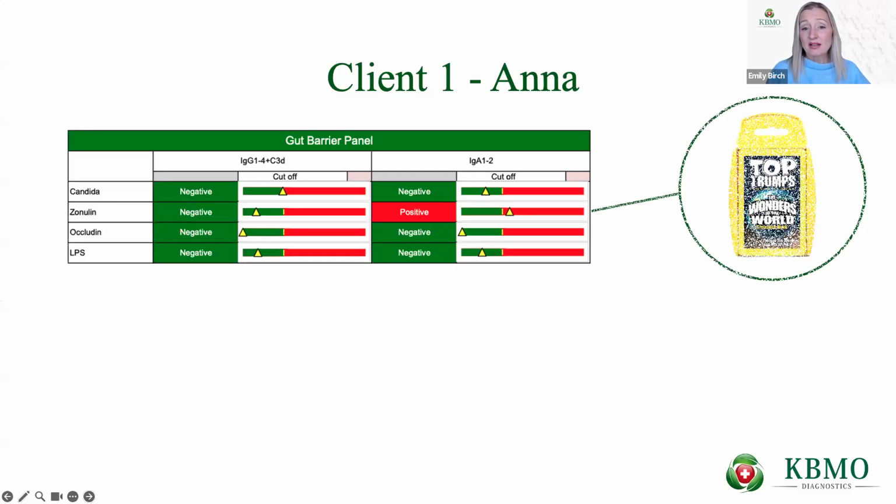So where do we start? Well, it's sort of like a game of top trumps. Here, it's really clear. We've got one thing to work on. This is zonulin. That's the positive thing. But even if we did have Candida, let's say it was nudged slightly into the positive, we've still got zonulin as our main issue. Those gut barrier proteins themselves are always top trumps. We need to know that that gut barrier is nice and tight and not leaky, and that is always our main concern.